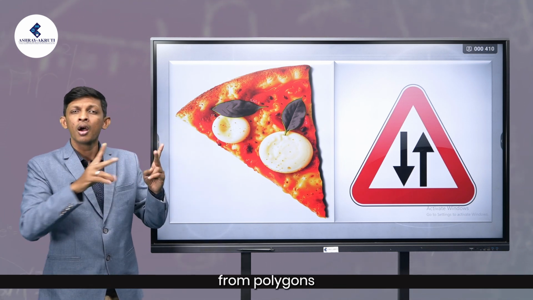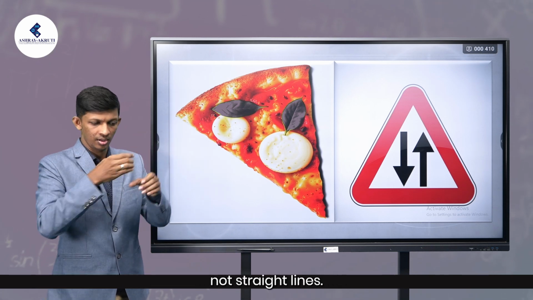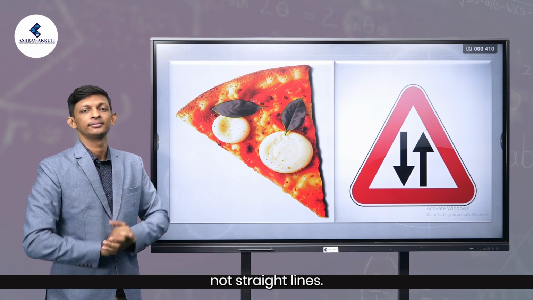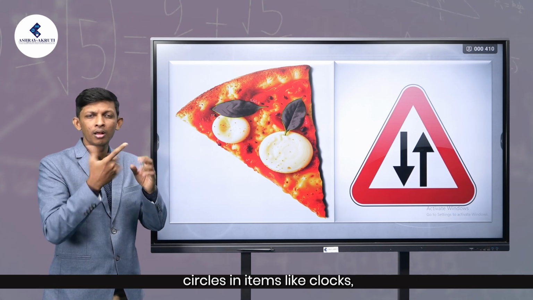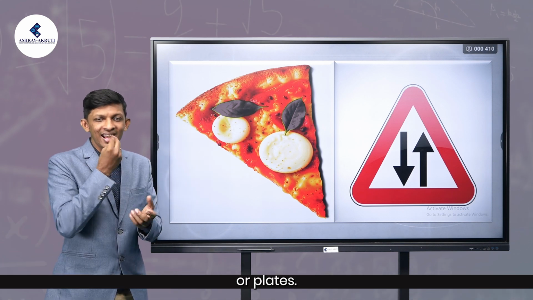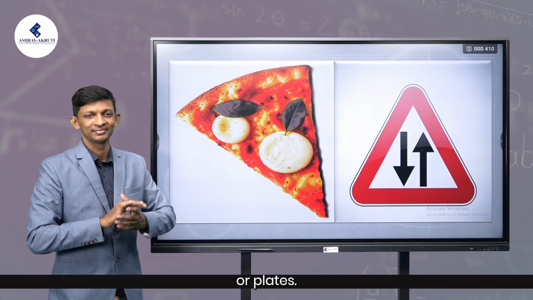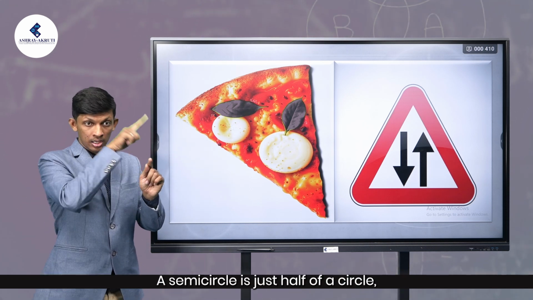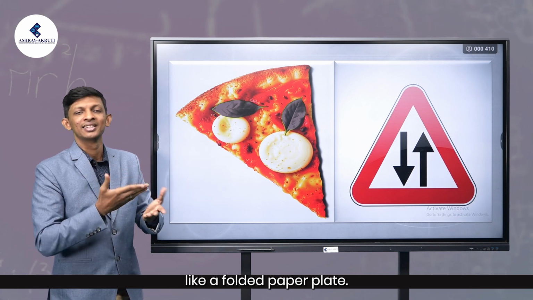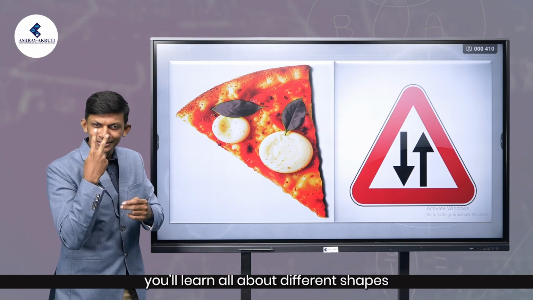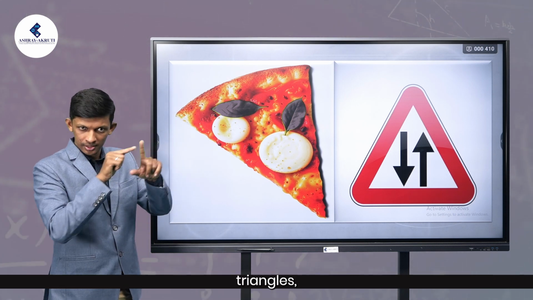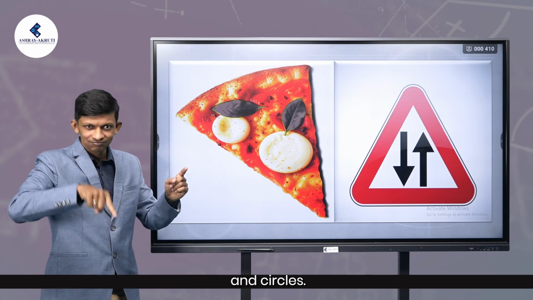Circles are different from polygons because they have a curved edge, not straight lines. You can spot circles in items like clocks, wheels, or plates. A semicircle is just half of a circle, like a folded paper plate. In this video, you will learn all about different shapes like polygons, triangles, quadrilaterals, and circles.